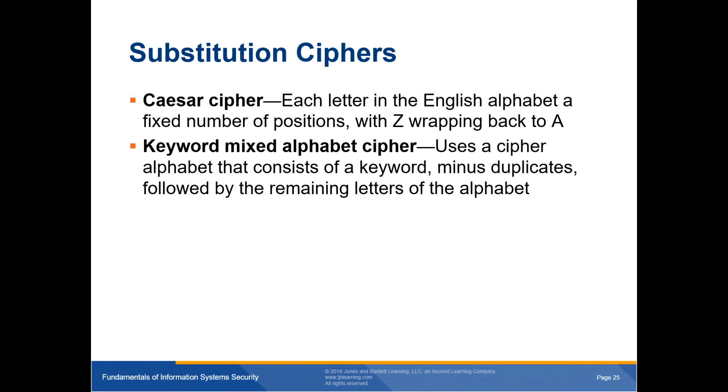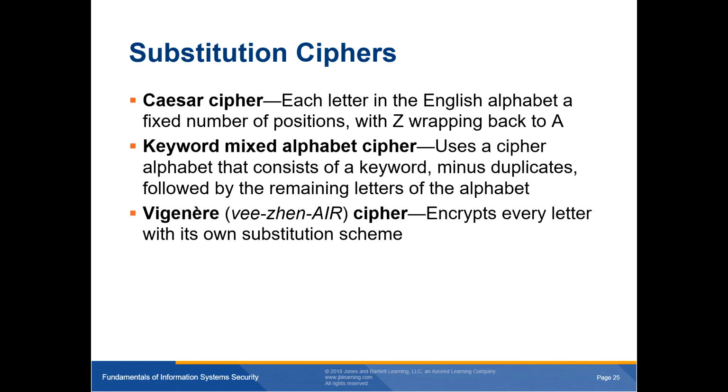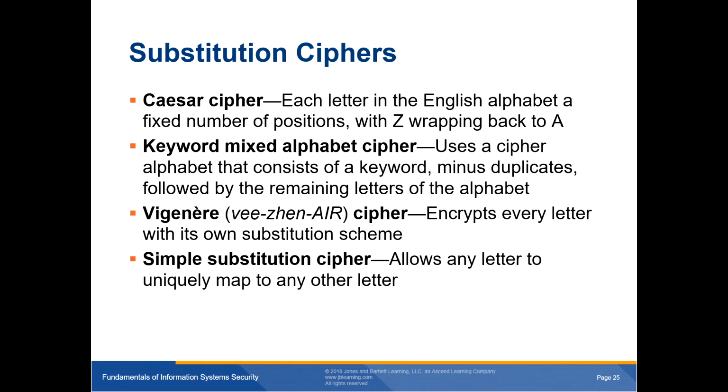Keyword mixed alphabet cipher uses a cipher alphabet that consists of a keyword minus duplicates followed by the remaining letters of the alphabet. Vigenère cipher, named after Vigenère, encrypts every letter with its own substitution scheme. Simple substitution cipher allows any letter to uniquely map to any other letter.